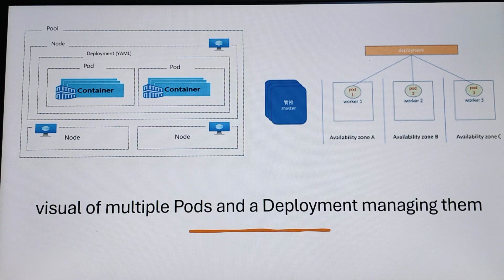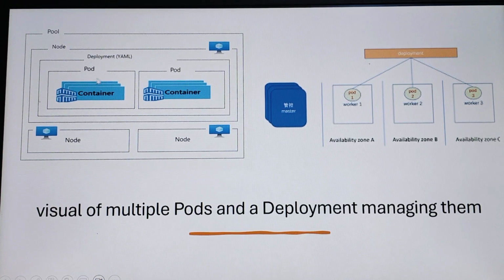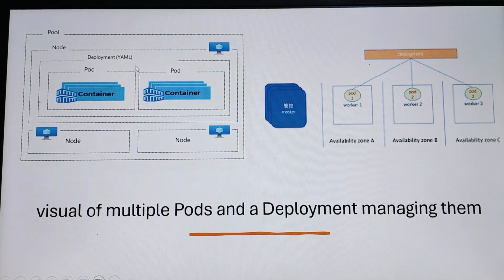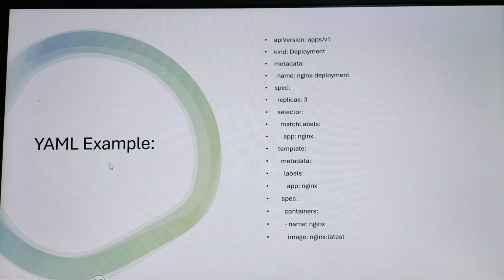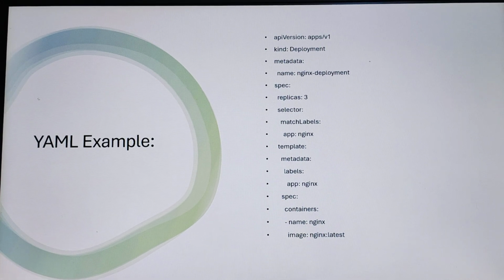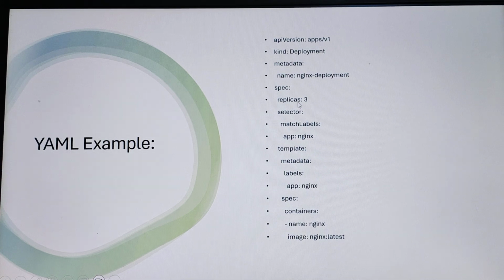This is the visual representation of multiple pods and a deployment managing them. In a pod, we have containers, and multiple pods are managed by a deployment. We can see this in the YAML file. For example, here is a deployment definition in YAML, where we are creating 3 replicas of the Nginx pod. This ensures that Kubernetes will always keep 3 pods running.